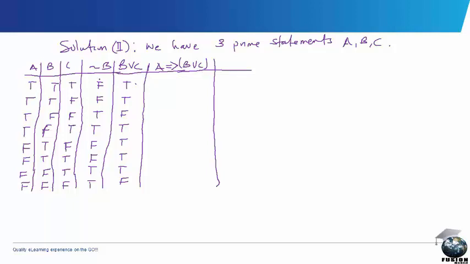And then if it's true and true, it is true. If it's true and true, it is true again. If it is true and false, what happens here? If it's true and false, it is false. If it is true and true, it is true. If it is false and true, it is true. If it is false and true, it is true. And then if it is false and true again, it is true. And if it is false and false, what happens? It is true.